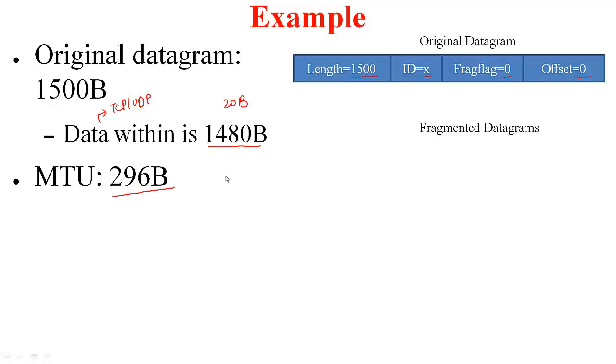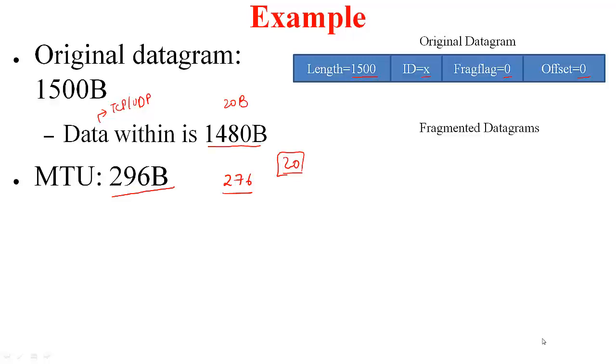276, right? Because we are dealing with IP headers, and each of these fragmented datagrams also needs to have an IP header. So you need to account for 20 bytes of header for each of these fragmented datagrams. So 276 plus 20 add up to 296.